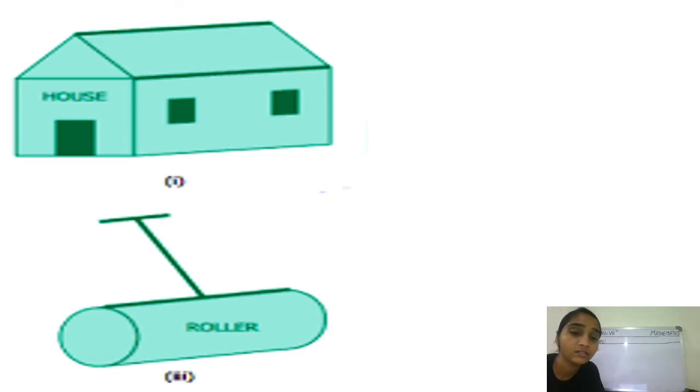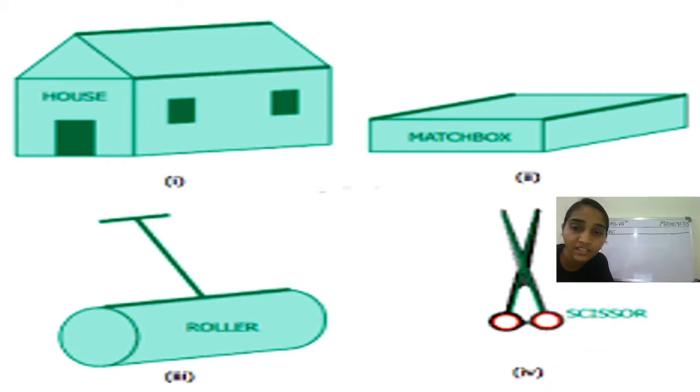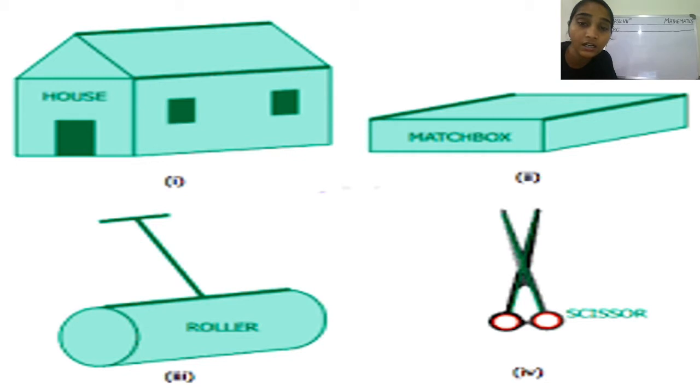Similarly, let me take another picture. Yes, it is a roller. Very good students. And what about these other two images? Yes, there is a matchstick and also a pair of scissors. Okay students, so now if I ask you, are you able to see some transversal over here?